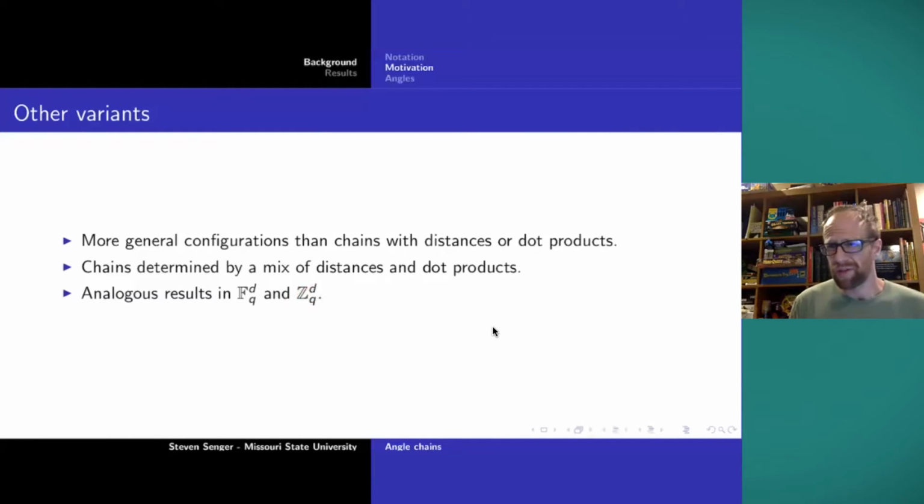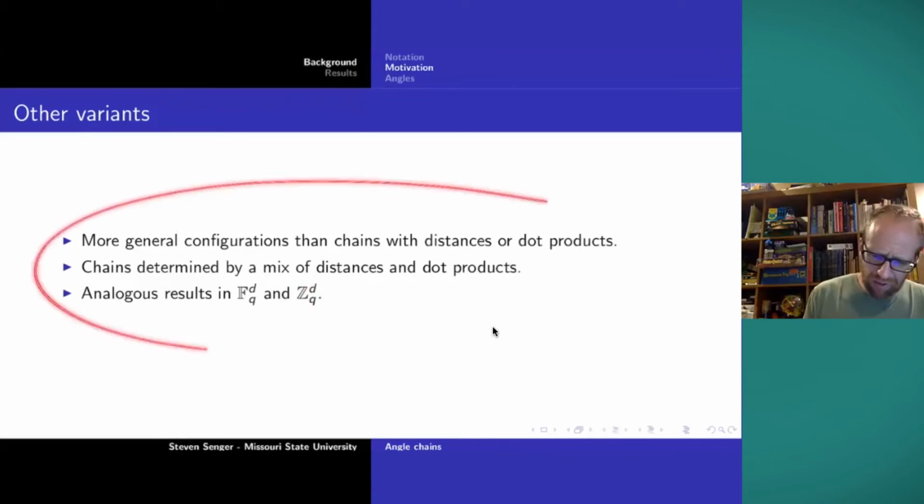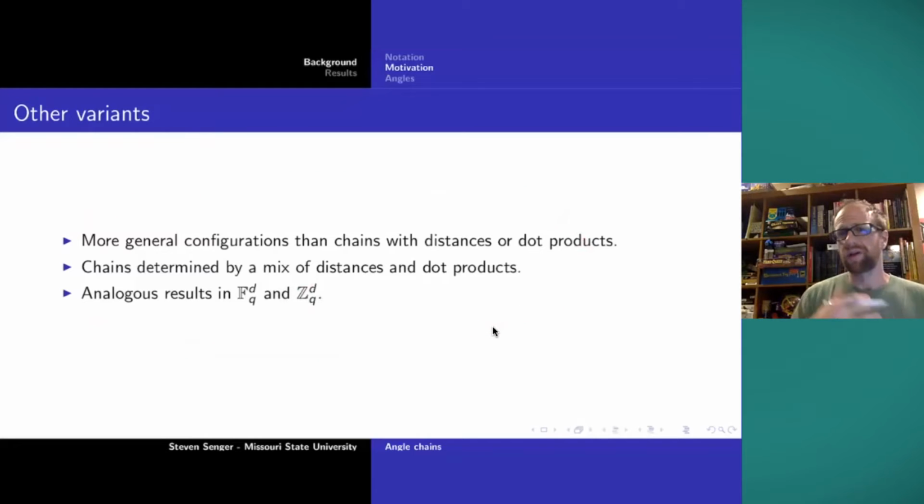I've got a master's student who's looking at Galois rings, and that's more involved. But this is just to say that there are a bunch of variants, and you can set your parameters, come up with a type of question, and you can probably prove a theorem.